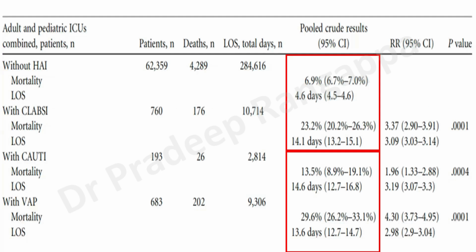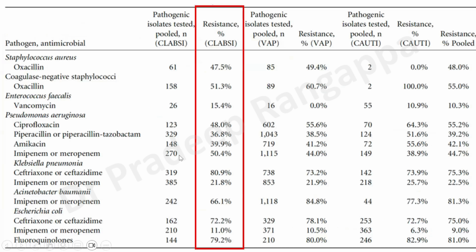And the other problem with CLABSI is the resistance pattern. So here, very carefully, if you look, the resistance pattern for oxacillin for Staphylococcus was 47.5%. And if you look at Enterococcus faecalis, resistance to vancomycin was 15.4%. And if you look at Pseudomonas, the resistance pattern was 50.4. This is 2013-14 data. And if you look at Klebsiella, 21.8% was the resistance, but I'm sure now this has increased significantly. And for Acinetobacter, the resistance was 67. So this is the burden we have.